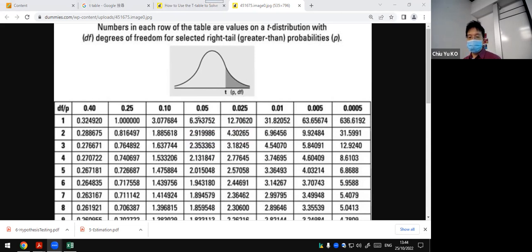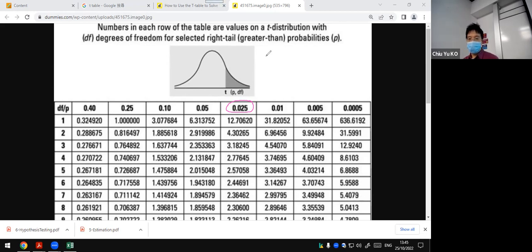So what you need to do is look at the table. The columns and rows represent degrees of freedom. The column represents the tail size, and the tail size we need is 0.025, because alpha is 95%. So 1 minus alpha over 2 ends up being this column. So we need the 5th column.